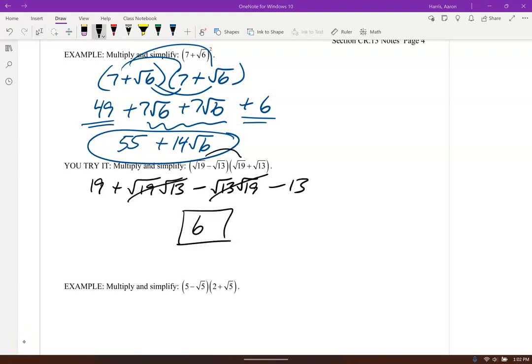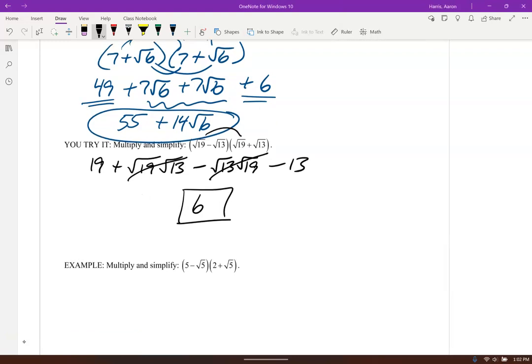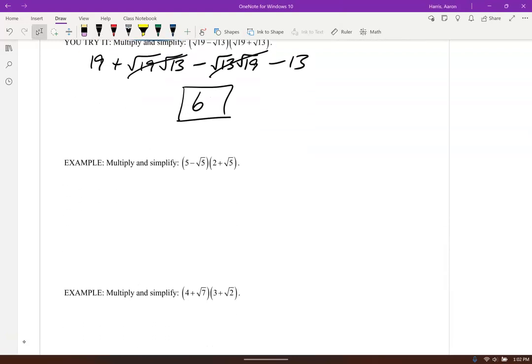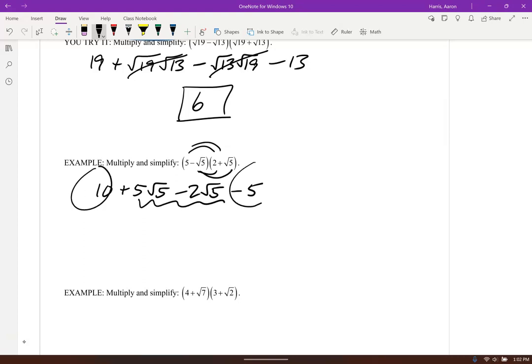Check your work there. Square root of 19 times square root of 13 minus square root of 19 square root of 13 would cancel. So you're just left with 19 minus 13. And let's keep going here. 5 times 2, 10. Plus 5 root 5 minus 2 root 5. And then negative root 5 times a positive root 5 is a negative 5. Those are like terms. And 10 minus 5 are like terms. It's 5. 7 root 5.